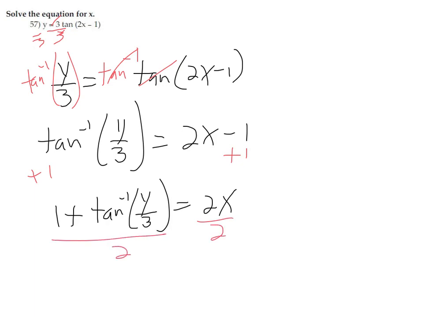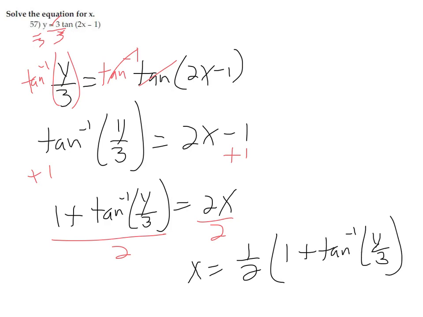And to make this written nice, I might write it x equals 1/2 times 1 plus arctangent of y over 3. I will often change from divide by 2 to times by 1/2 when I already have a fraction in the problem. This looks like fraction over fraction. It's just a little messier. This is a little bit cleaner. You could take it one step further and distribute this 1/2 in to get 1/2 plus 1/2 arctangent of y over 3. Doesn't matter. I just leave it here. It's the first answer. It looks great.